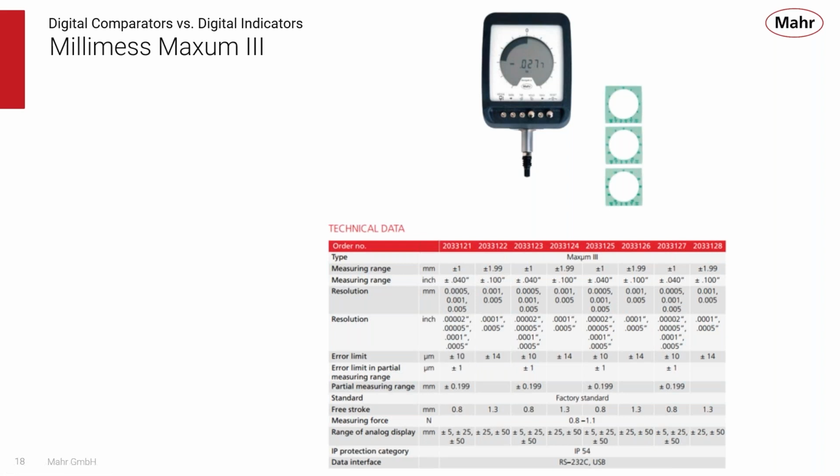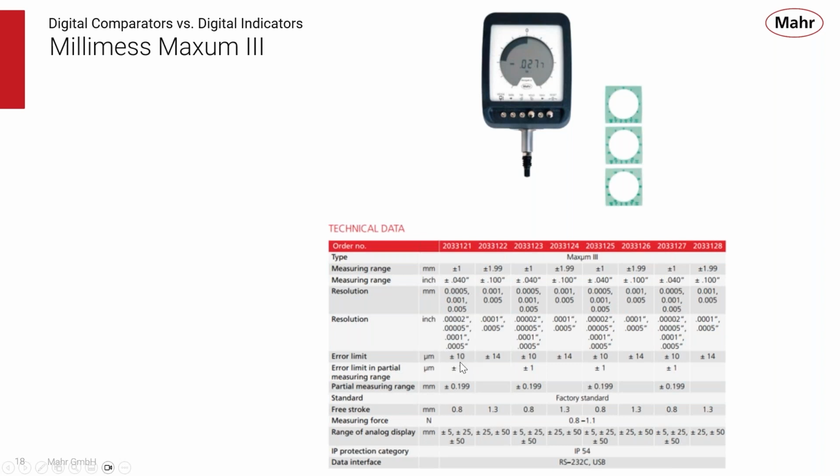What's unique to note, though, when you're talking about digital comparators, and particularly in the accuracy specifications, you'll see here we have a total error limit, and then we have an error limit in a partial measuring range. So what this error limit means is it's going to be the error limit from positive full scale to negative full scale.